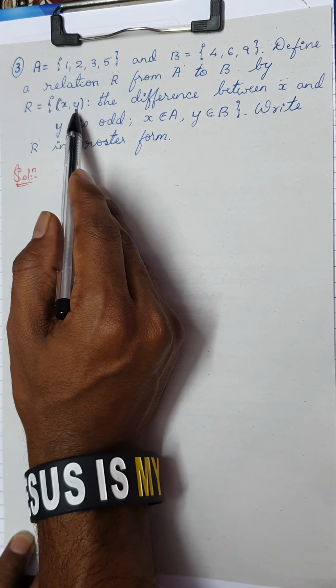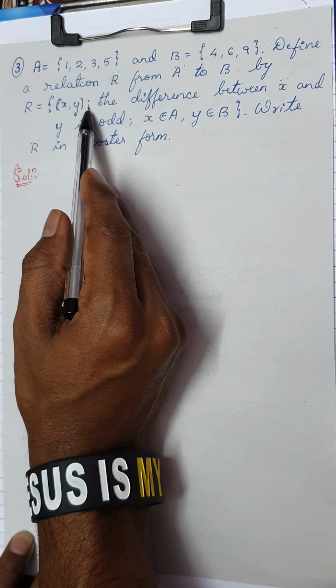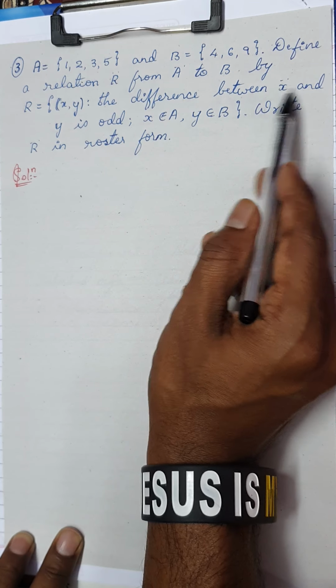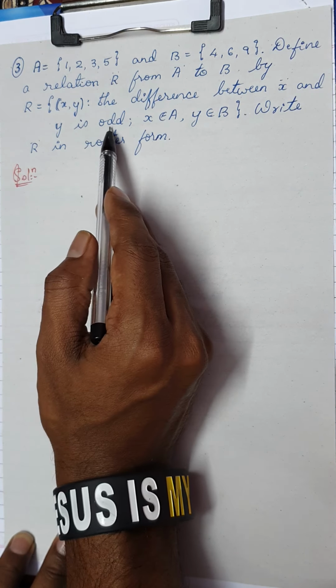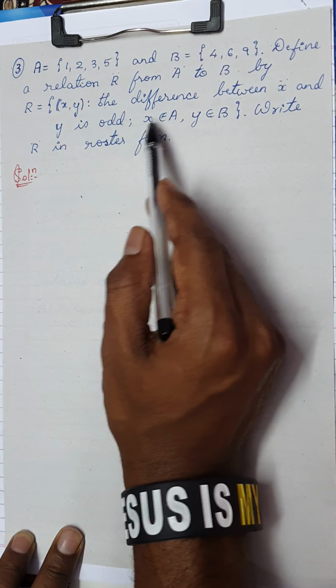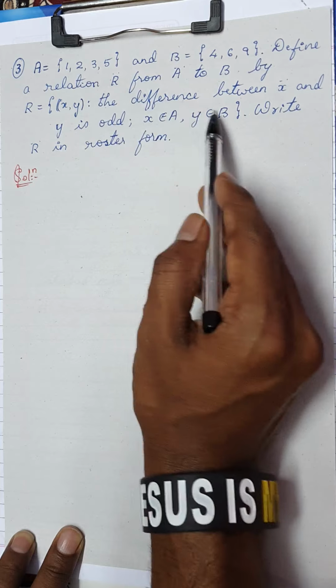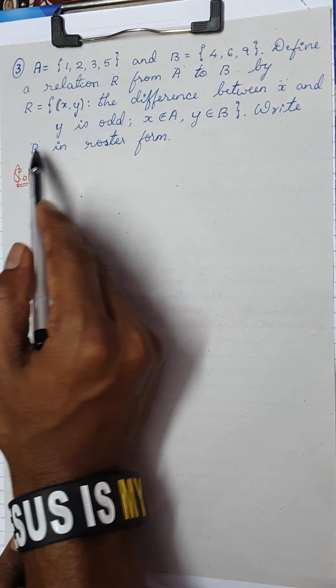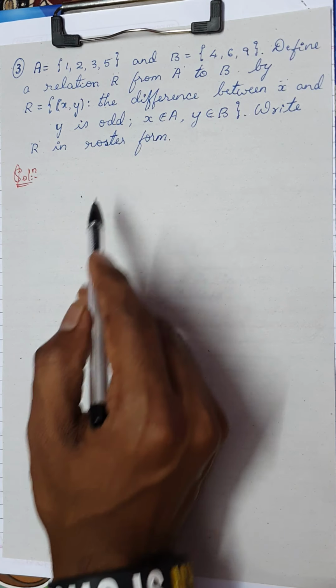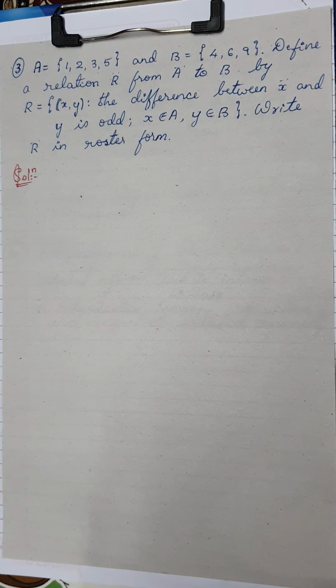Every ordered pair x comma y such that, what is the condition? The difference between x and y is odd. Very important here, x belongs to the first set, y belongs to the second set. Write R in roster form means you are just asked to write the relation. Once you write the relation, you can write its domain and range easily.